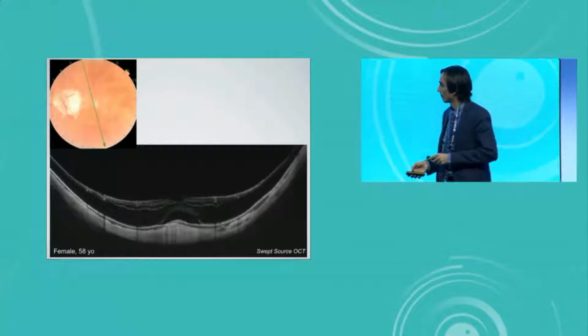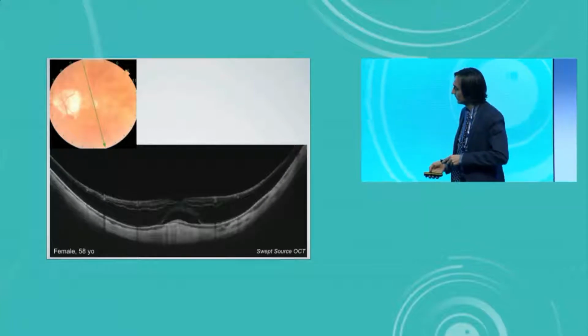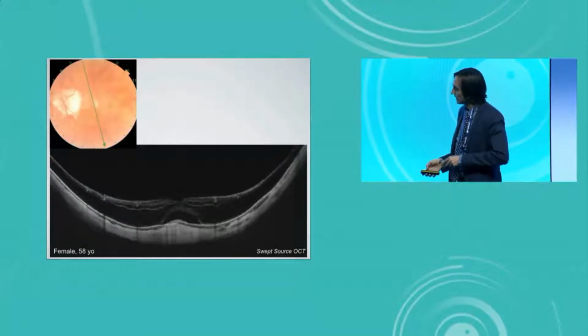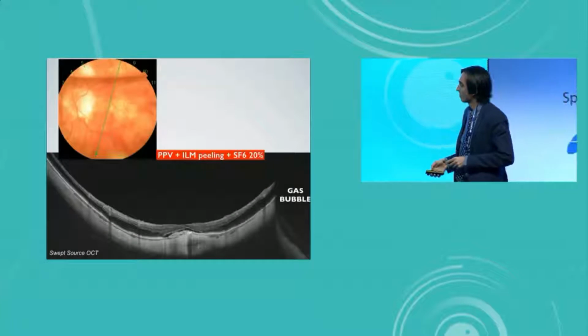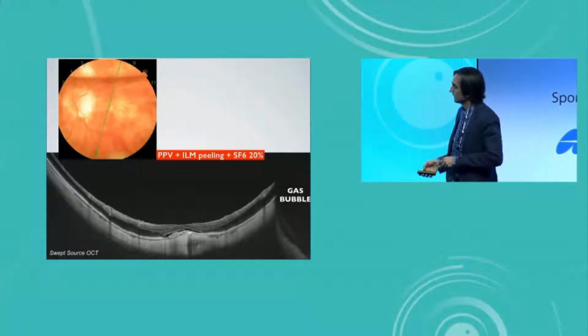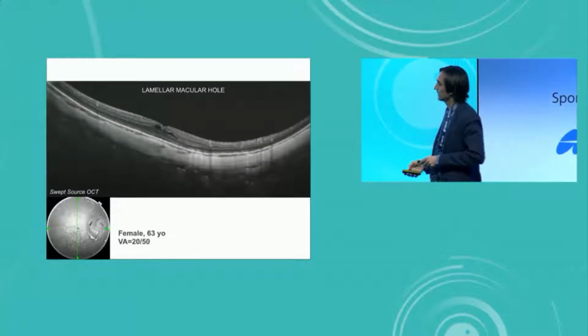Another case with a full thickness macular hole, still with some remaining tissue on the roof, with a clear defect in the outer retinal layers. After surgery, with the gas bubble still inside the eye, and observe this closure.